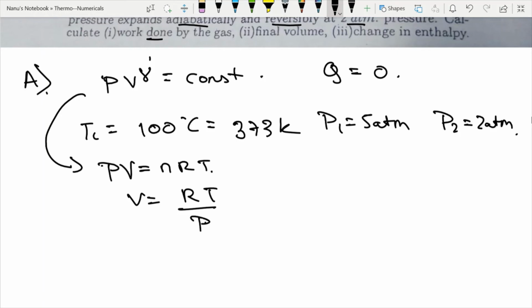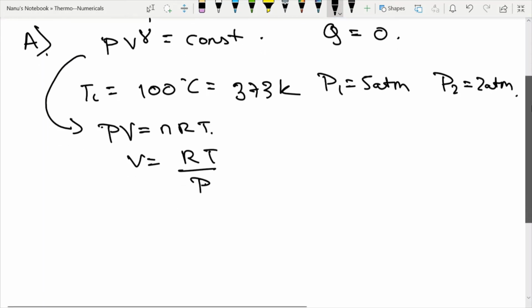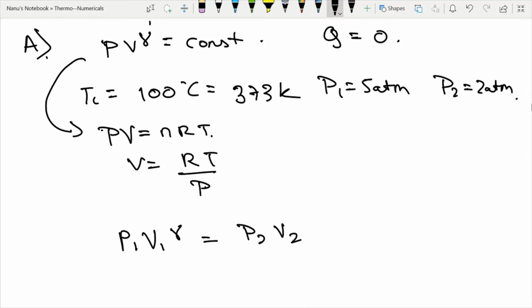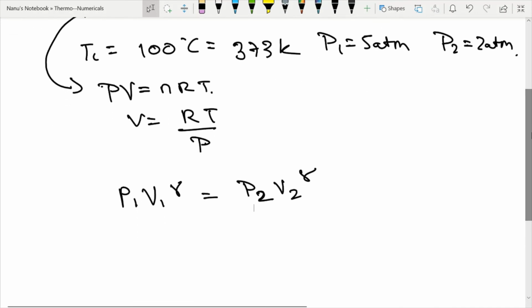So let us replace this. If I write P1 V1 to the power gamma equals P2 V2 to the power gamma, where gamma is Cp by Cv. I have told everything in the last video, right? And let us do this.